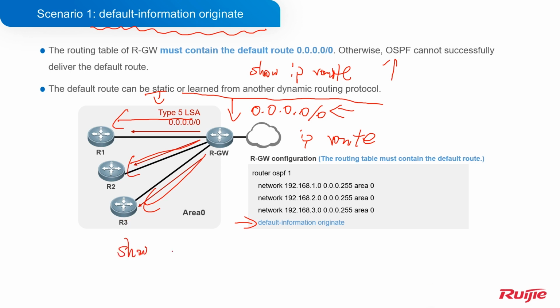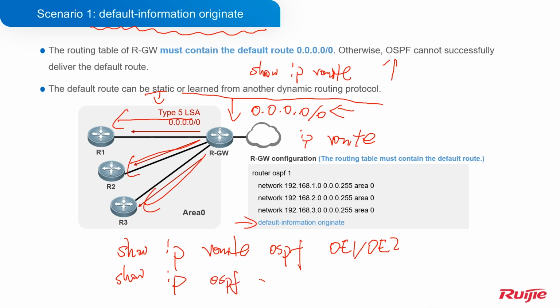We can use the show ip route ospf command to see that the routing entries are O E1 and O E2, because type 5 is external LSA information, right? And of course, we can use the show ip ospf database command to see, in the database, the type 5 LSA information on R1, R2, R3. We can find this LSA information. So this is the first scenario.